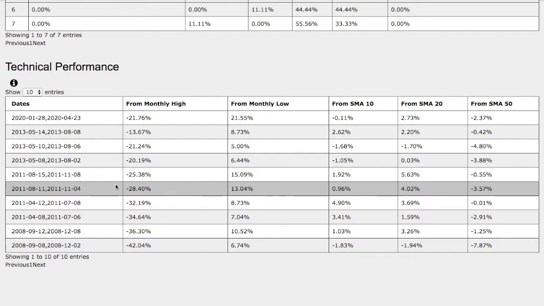The only technical difference between the two trends that we just examined was that this one is positive above the 10 simple moving average, compared to down 11 basis points from the 10 simple moving average. So do take these considerations into account.